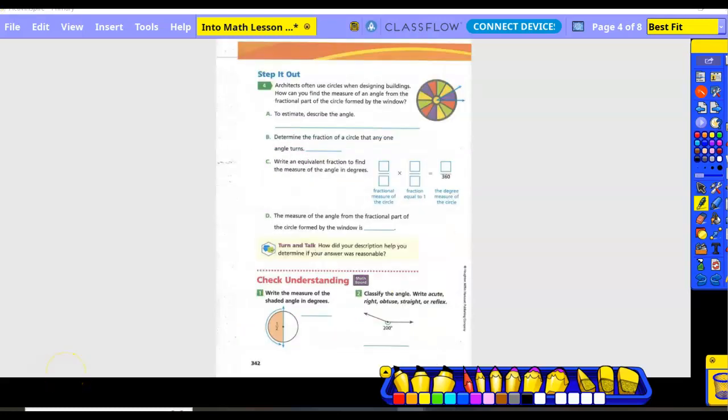Step it out. Number 4. Architects often use circles when designing buildings. How can you find the measure of an angle from the fractional part of the circle formed by the window? Okay, so to estimate, describe the angle. So what kind of angle do we have? Is it more than 90, less than 90? It's less than 90. Okay, so the angle is less than 90 degrees, right? So then we know it has to be what type of angle? Acute, right? Okay.